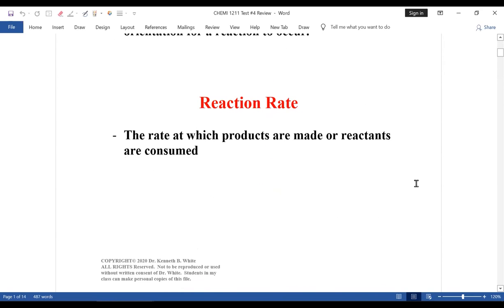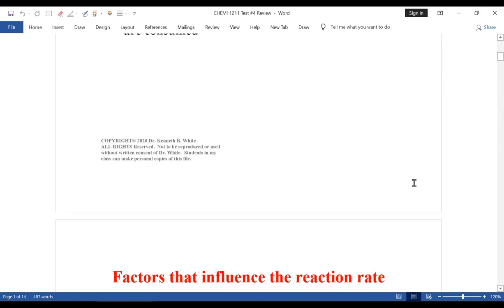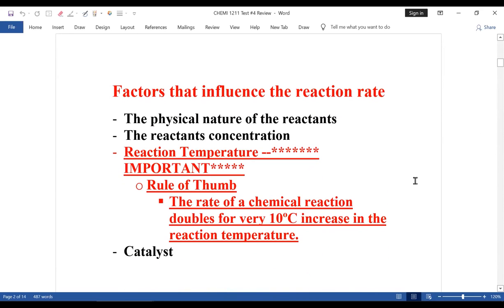Now, next I talked about reaction rate, and that's the rate at which products are made or reactants are consumed. Consumed is a fancy word for being used up or disappearing. Now, you should be familiar with the factors that influence the reaction rate. Well, first of all, the physical nature of the reactants. Are they solid, liquid, or gas will affect it. An important one is concentration of the reactants. The higher the concentration for most reactions, the faster it'll go.